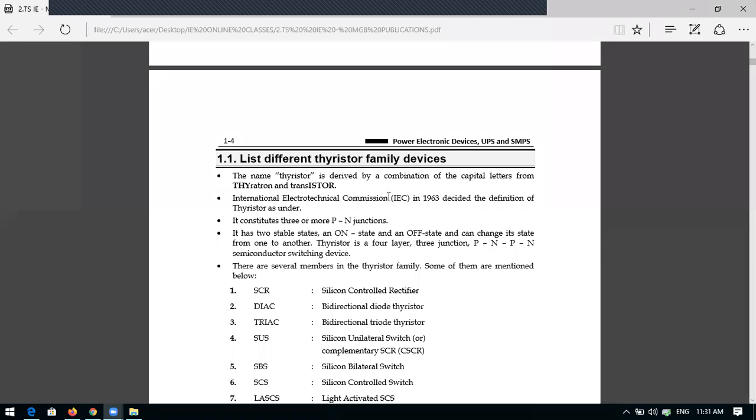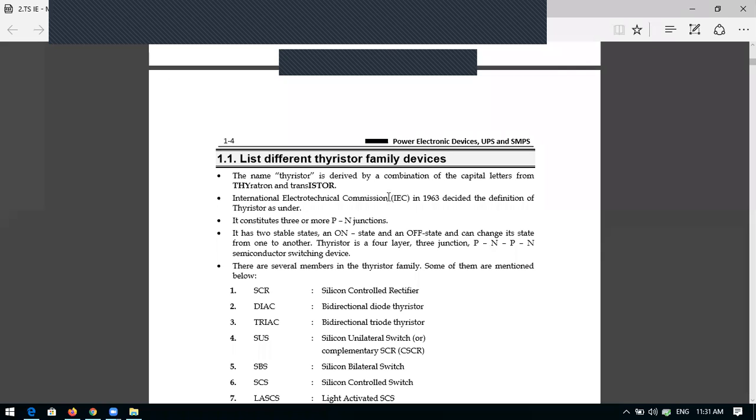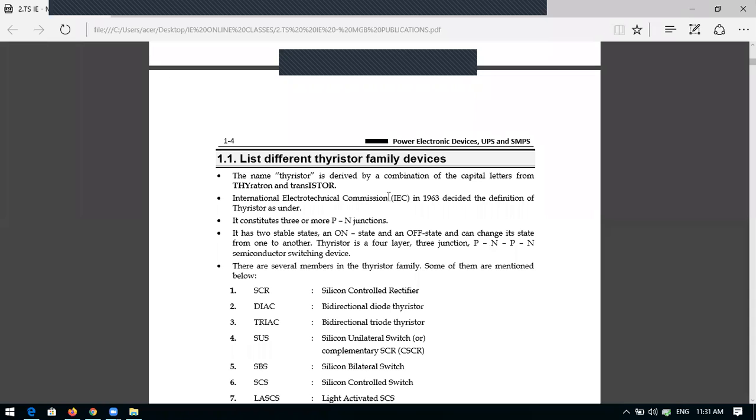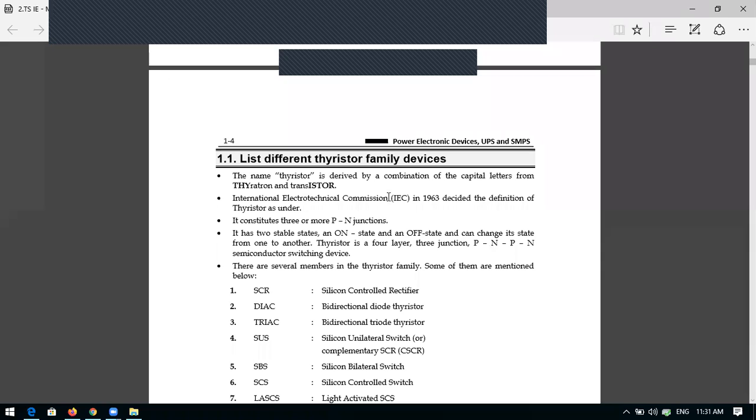So what does thyristor mean? It is the combination of two words, thyratron plus transistor. You can call it a thyristor. Why is it called transistor? Because it is a three-terminal device. That is the reason it is a combination of thyratron plus transistor, and the combination you can call a thyristor device.